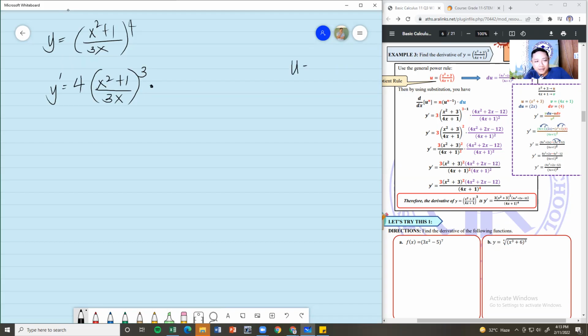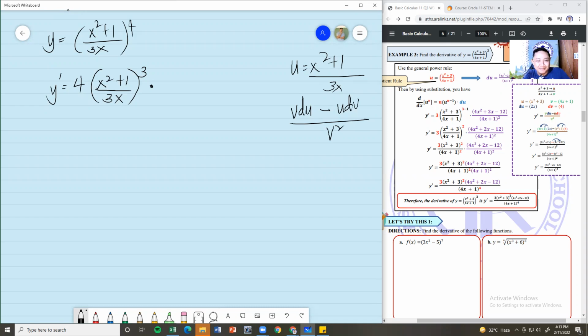Your u now will be x squared plus 1 over 3x. We will get the derivative du. Of course, we will use the quotient rule. And our quotient rule says vdu, because it's reversed, vdu minus udv over v squared. Here comes the battle. Ready? Game. It's simple. Let's do this.